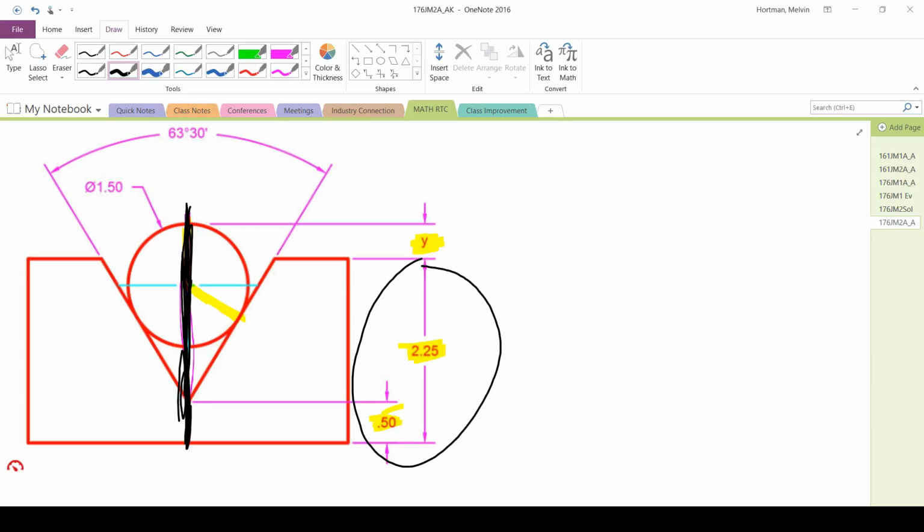Now, this part of the distance is easy. Or, sorry, not that part. This part of the distance is easy. That's just a radius. What we need, or let me just go further, this part is also easy because it's given to us. What we need is this distance right here.